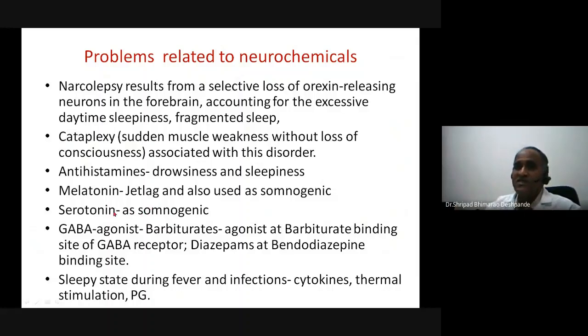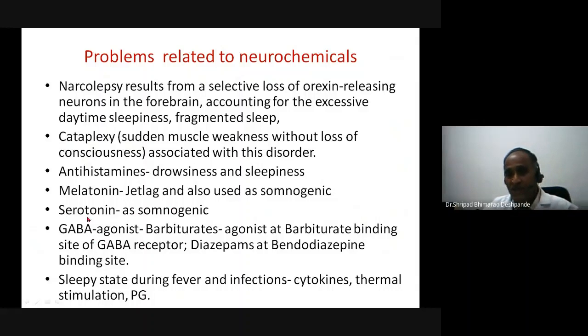Serotonin is a complex structure. It has one activity which is excitatory, which gives alertness, and some serotonergic receptors are somnogenic. That means it produces sleep. It may be because it acts as a substrate for melatonin synthesis, and that is how it becomes somnogenic. Or it may be activating other 5-HT receptors, which produce sleep.